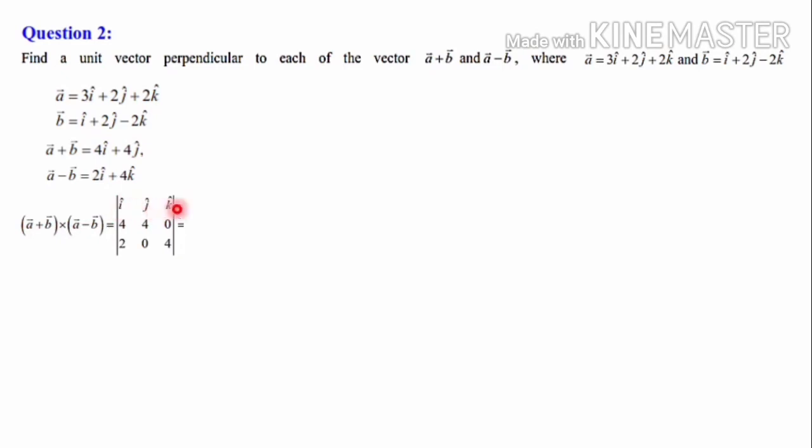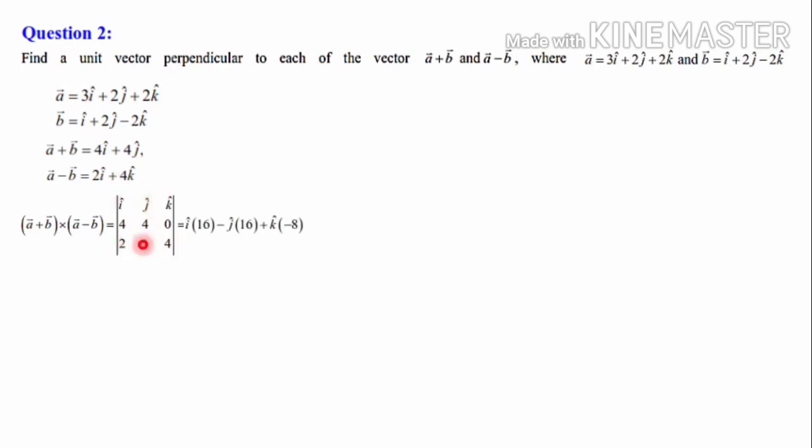First row is i cap, j cap, k cap, and the second row is the scalar components of the first vector, that is, the i coordinate is 4 and j's one is 4 and k is not there, so 4, 4, 0. And in the second vector, j cap is not there, so the second component is 0. First one is 2 and the third one is 4, so 2, 0, 4. Let's go for calculating the value, that is, i into that row and column is gone.